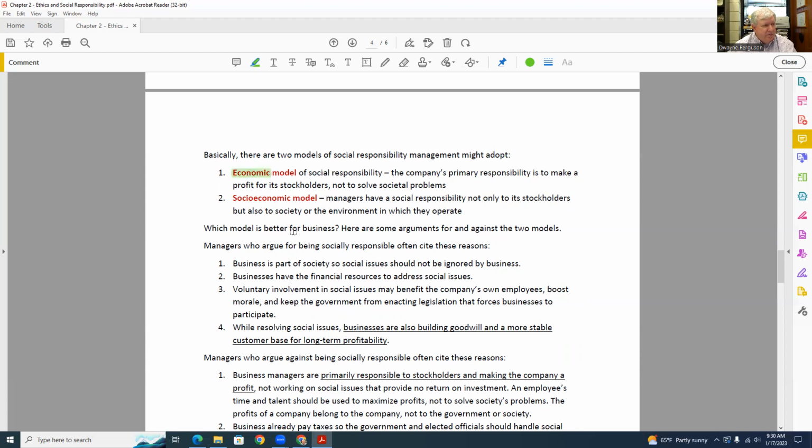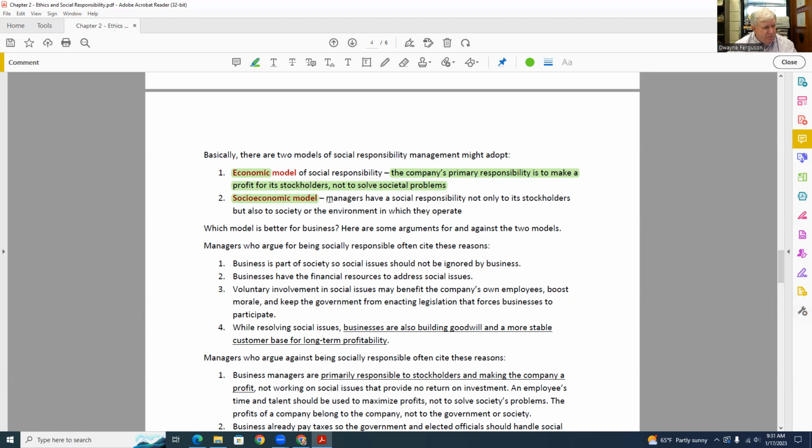If you believe in the economic model, then you believe that all you should be doing is making money for stockholders. So the company's primary responsibility is to make a profit for stockholders, not to solve society's problems. Again, in the olden days, most managers would have had the economic model in mind. They're responsible for making the stockholders money, making profit for the company, and not anything like building homeless shelters or whatever it is.